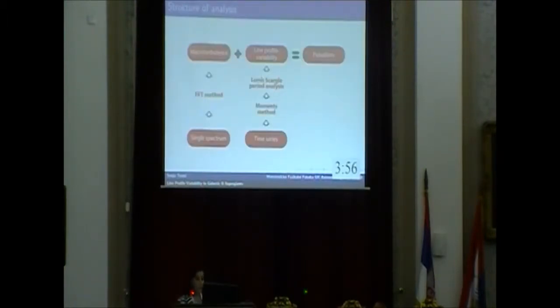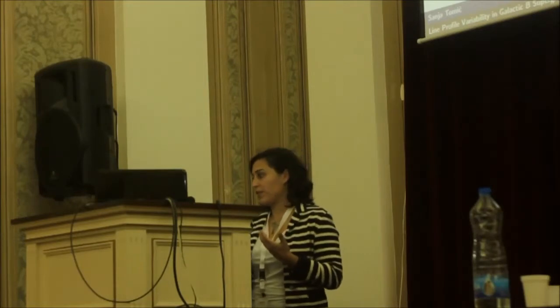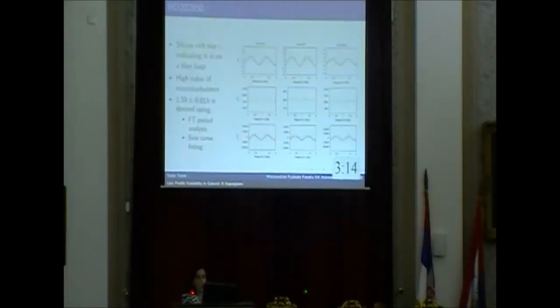How did we analyze our data? We wanted to connect macroturbulence and line profile variability, or the variability in radial velocities, together with pulsations. We looked for macroturbulence using the FFT method for rotational velocities, and we used the moments method and Lomb-Scargle period analysis on a time series of spectra to investigate the line profile variability. Then we connected these together to confirm there is a pulsation period present in a star. I will show one of our results.